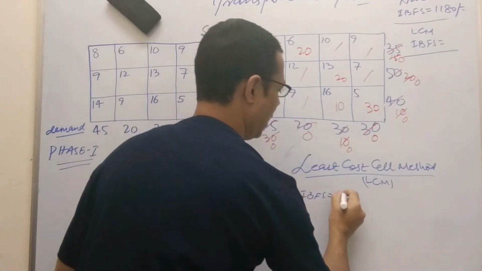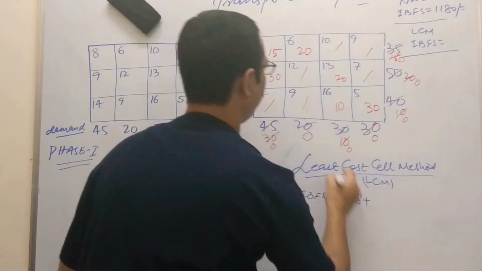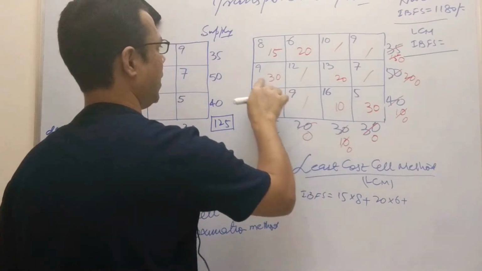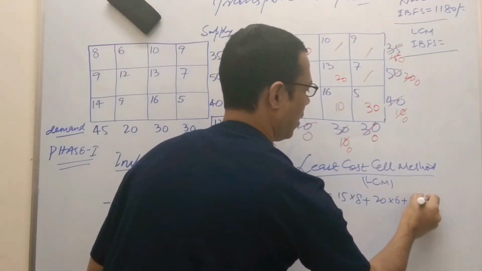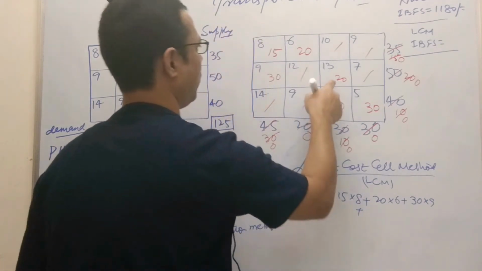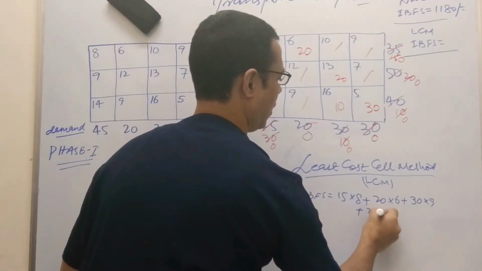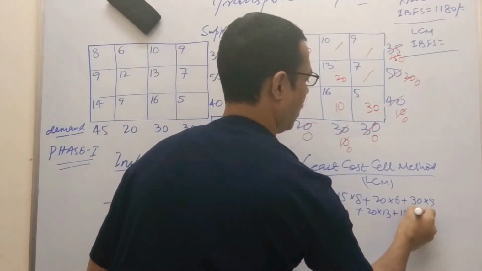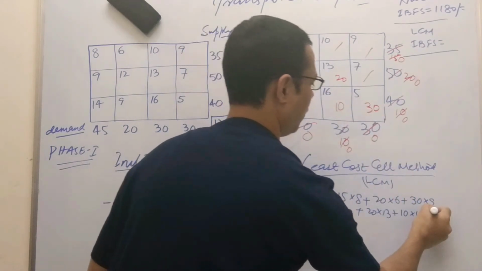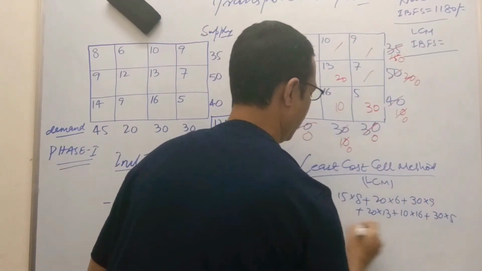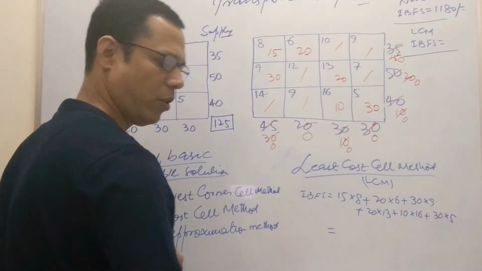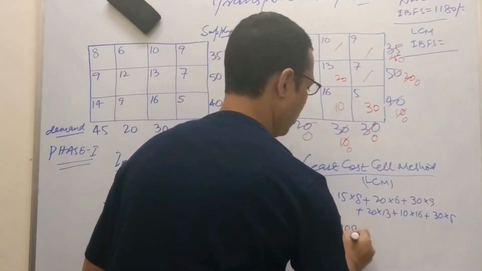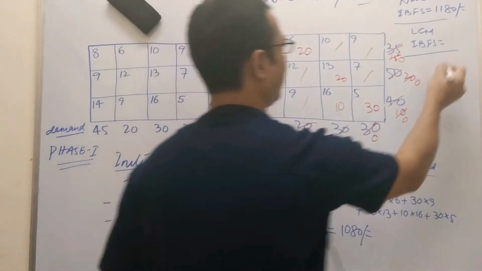15 into 8 plus 20 into 6, all allocated cells. 30 into 9 plus 20 into 13, then 10 into 16, then 30 into 5. This is the solution. So if you solve this problem, then you will find the result 1080. So here just write 1080.